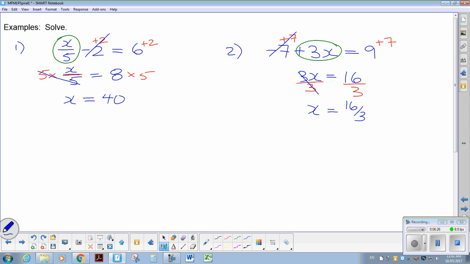You can leave it as a fraction. You can go ahead and do the division if that makes you feel better, but you can leave that as your final answer. There's no requirement to switch it to an improper fraction. That is your answer.